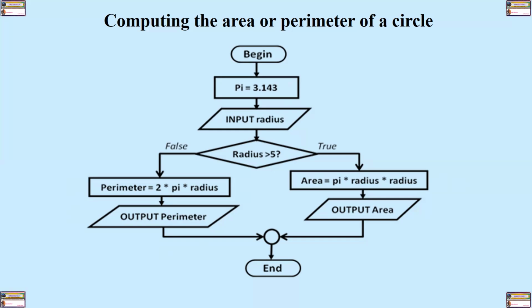Then pick the content in memory location called area and display it on the screen. That is output area. Once that is done, the program will exit. So we go to end.